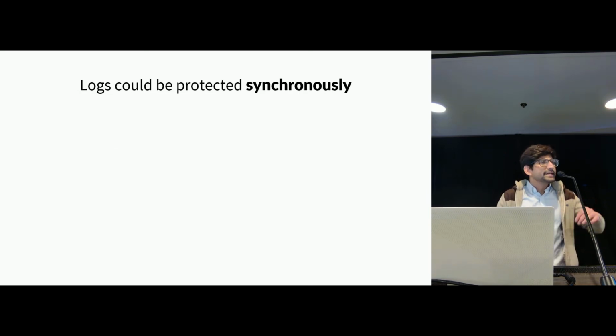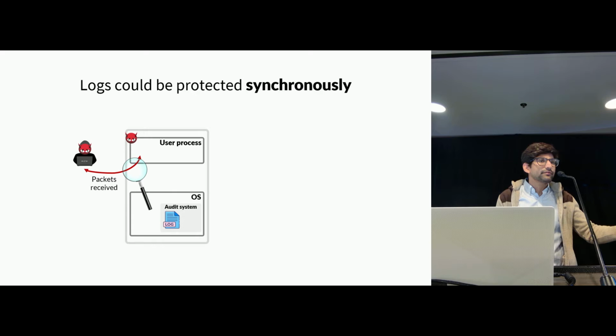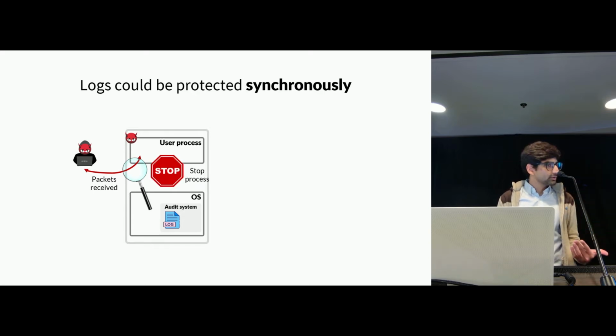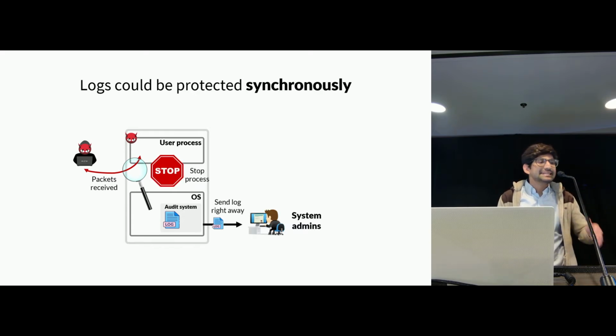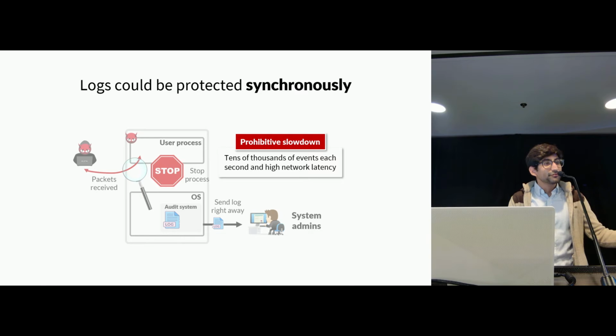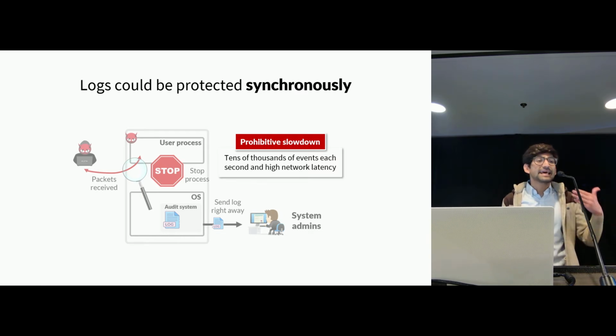In principle, it's not impossible to protect logs. What you could do is, whenever an event happens, you stop the process executing the event, create its log, and send that log right away to the system administrator over the network. This is what we call synchronous log protection. And as you might imagine, this incurs prohibitive performance slowdown because machines tend to produce tens of thousands of events every second, and network latencies are too high for this approach to be feasible.